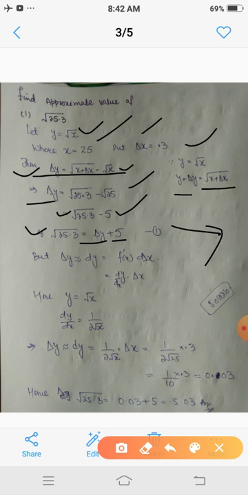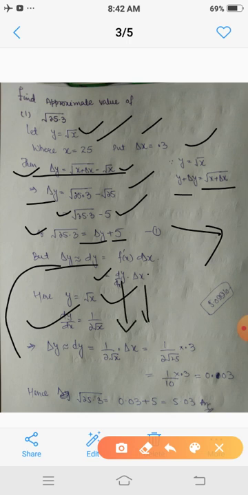We know that the approximate value of del y is dy, and this dy is given by f dash of x into del x, or simply dy upon dx into del x. Here y equals root x, which implies that dy by dx is 1 upon 2 root x. Hence del y is approximately equal to dy, which is 1 by 2 root x into del x. Now x is 25, so root x is 5, which gives 1 by 2 root 5, that is 1 by (2 times 5), into 0.3.